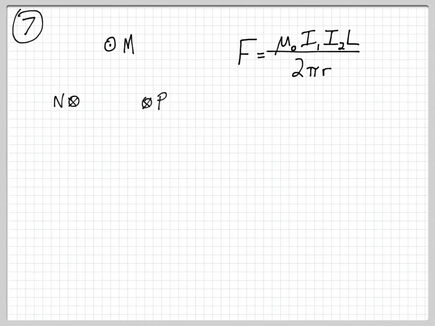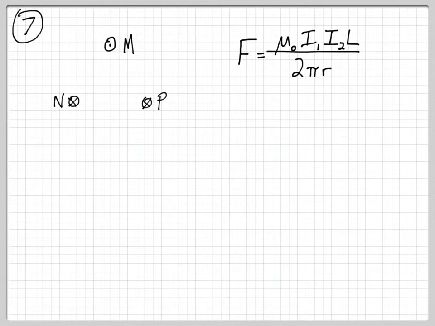Now, let's move on to number 7. This time we are looking at 3 wires that make an equilateral triangle. M is carrying current out of the screen, while N and P are carrying current into the screen. And in part A of this question they ask for the direction of the net force on each wire due to the other wires.